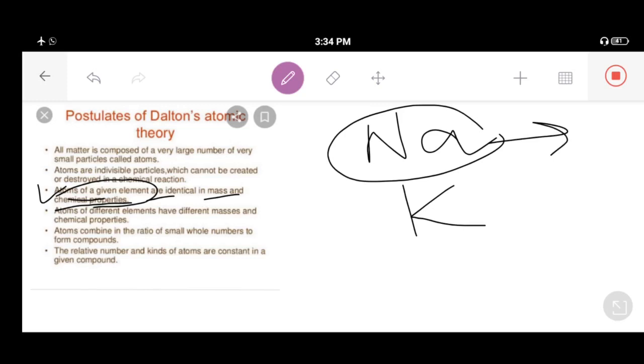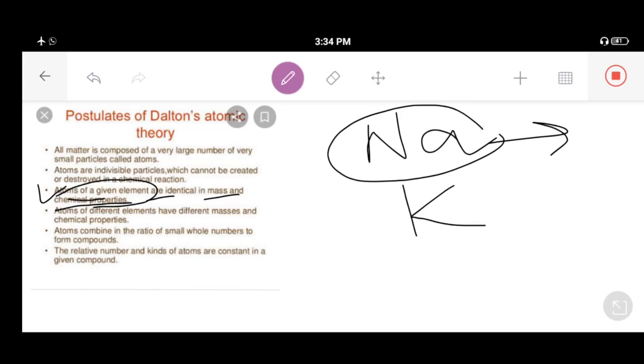What are elements? You know that, my dear students. We have discussed what elements actually are. Let me recapitulate here: elements are the substances which are made up of a single type of atoms.